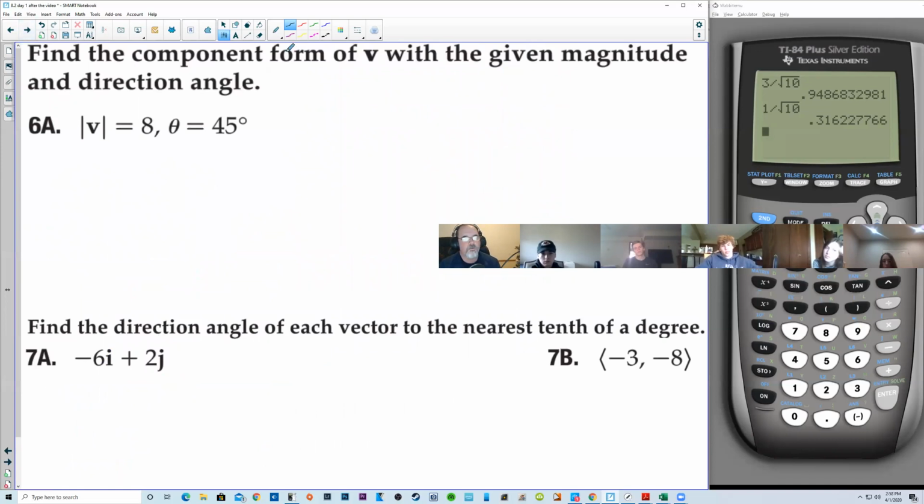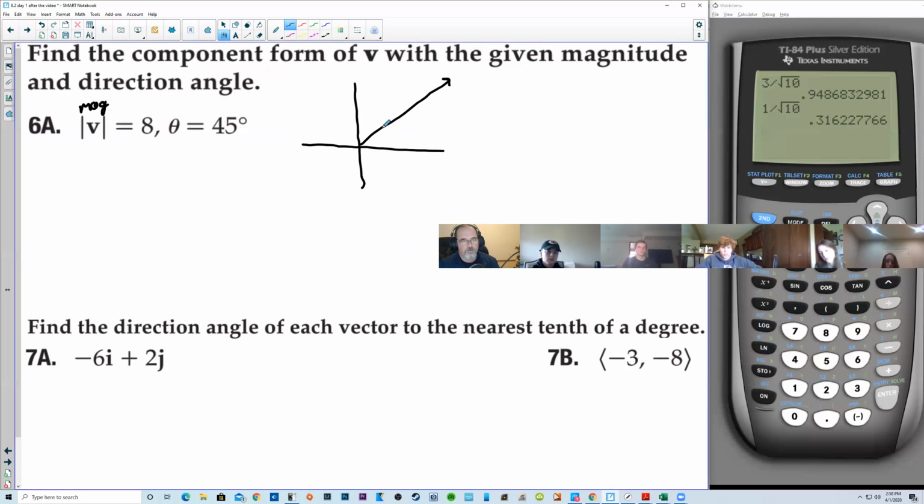Find the component form of v with the given magnitude and direction angle. So what do we have here? We have a vector that has a magnitude. Now, this is not absolute value with vectors. The bars means magnitude. Magnitude is 8 at an angle of 45 degrees.